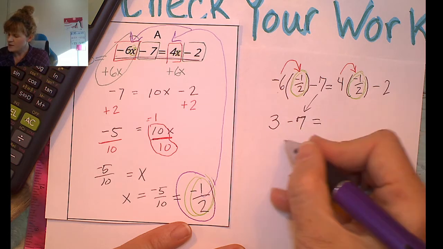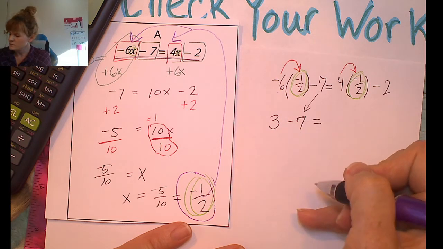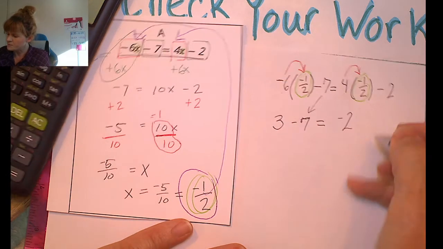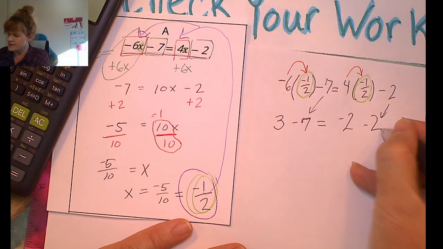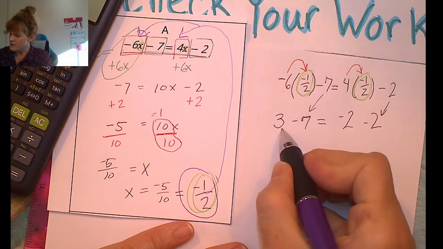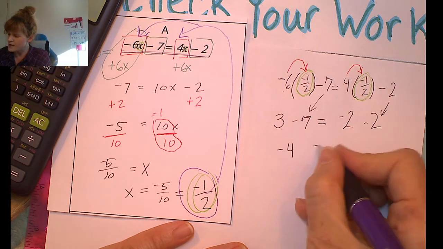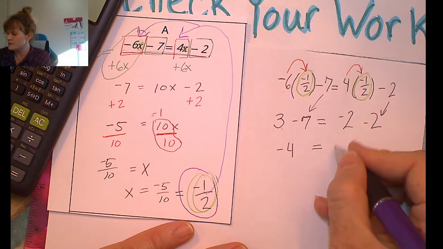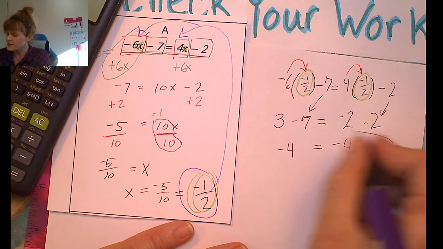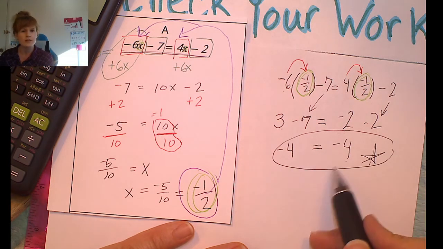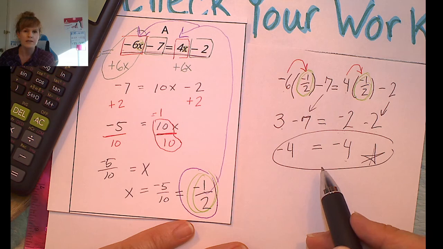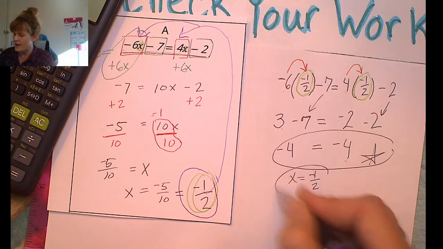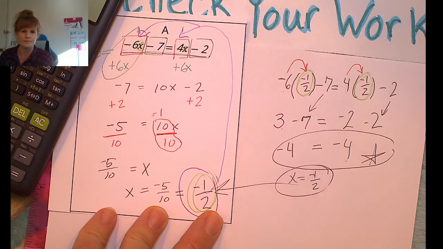On the left side of my equation now, I have 3 minus 7. And then 4 times negative 1/2 equals negative 2. And this minus 2 over here stays the same. Okay, 3 minus 7 is negative 4. And yes, that is equal to the right side of the equation. Negative 2 minus 2 is also negative 4. Ding, ding, ding. Since the two sides are equal to each other, I know I correctly solved for x. x is indeed negative 1/2, just like I got in this solution.